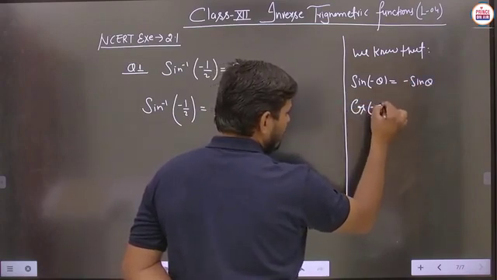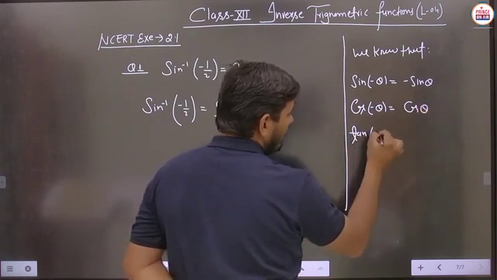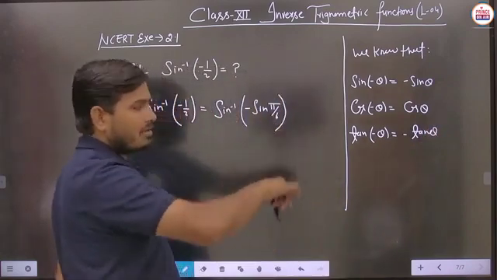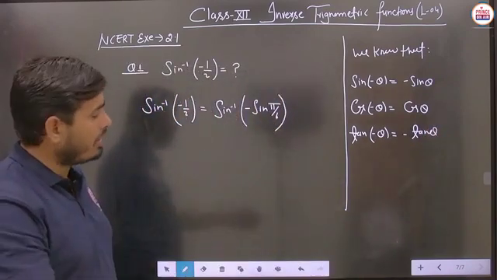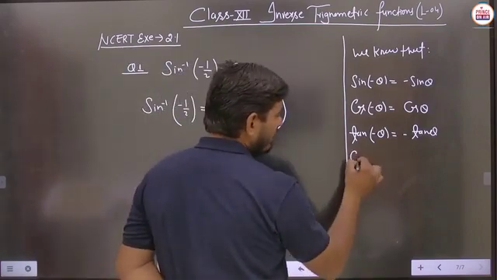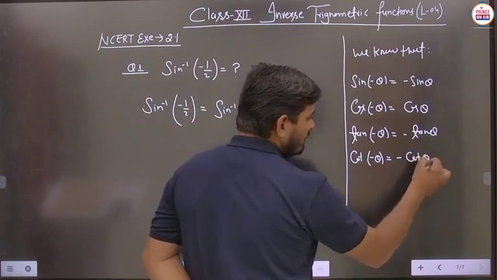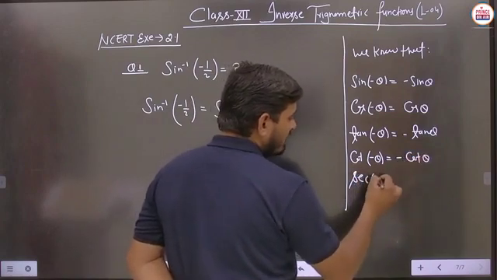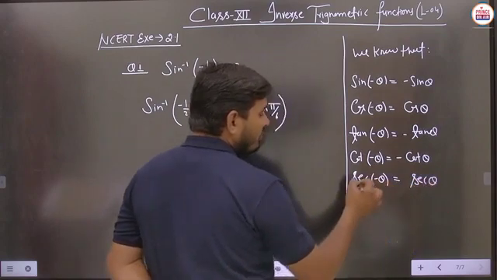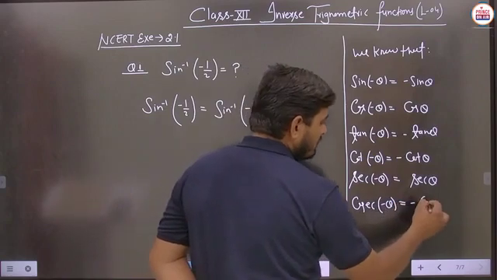Cos of minus theta will be written as cos theta. Tan of minus theta will be written as minus tan theta. Because students, these are the cases we have already discussed in class 11. That's why I am telling again that cot of minus theta will be written as minus cot theta. Sec of minus theta will be written as sec theta. No effect of this negative sign is there. Cosec of minus theta will be written as minus cosec theta.